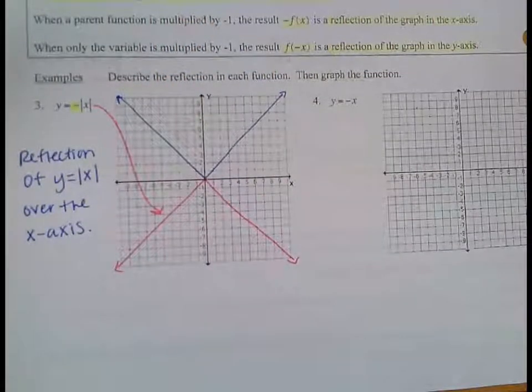I know I'm using 2 different colors, but whether or not you're using 2 different colors, if you draw both the parent and the reflection, it's just going to look like you have a huge X on your paper for this one.